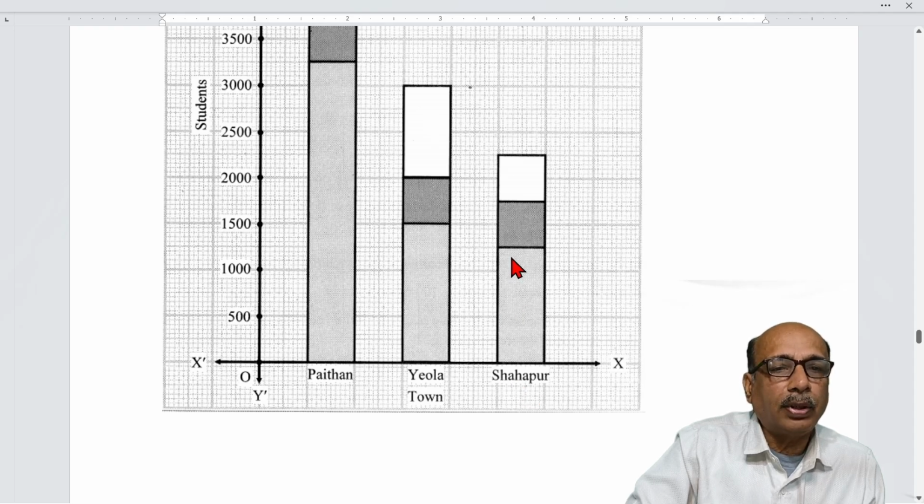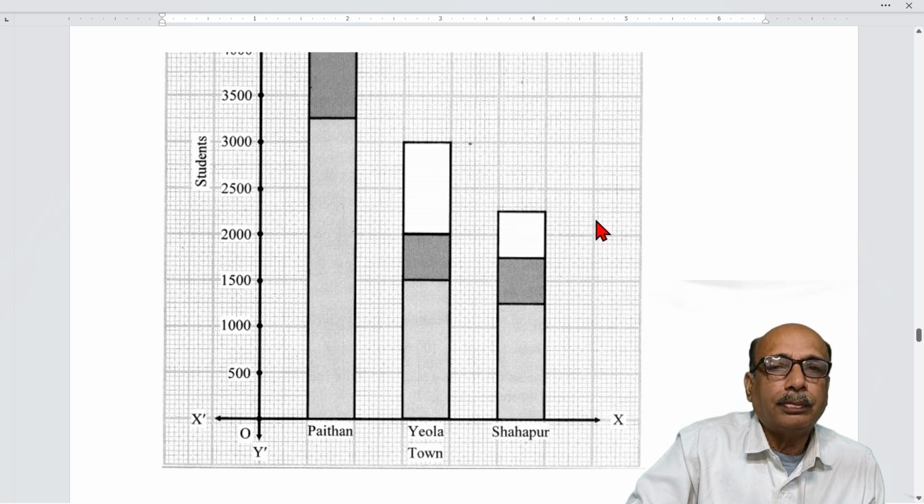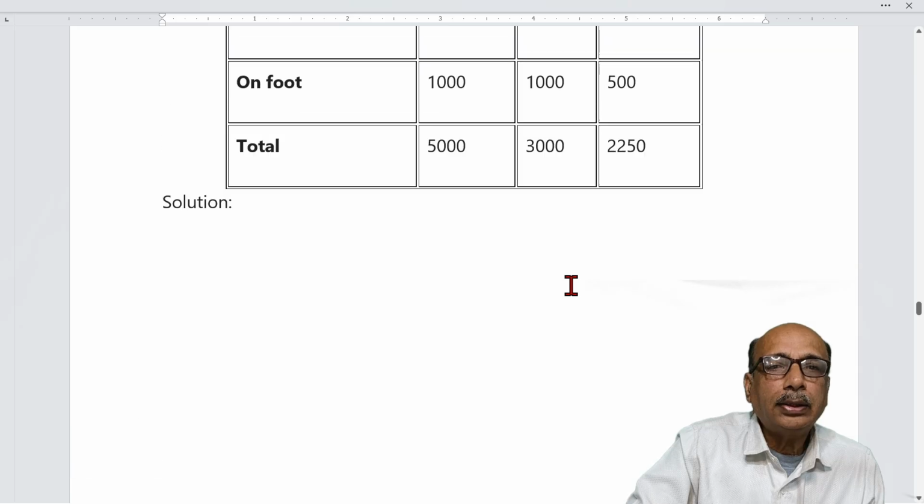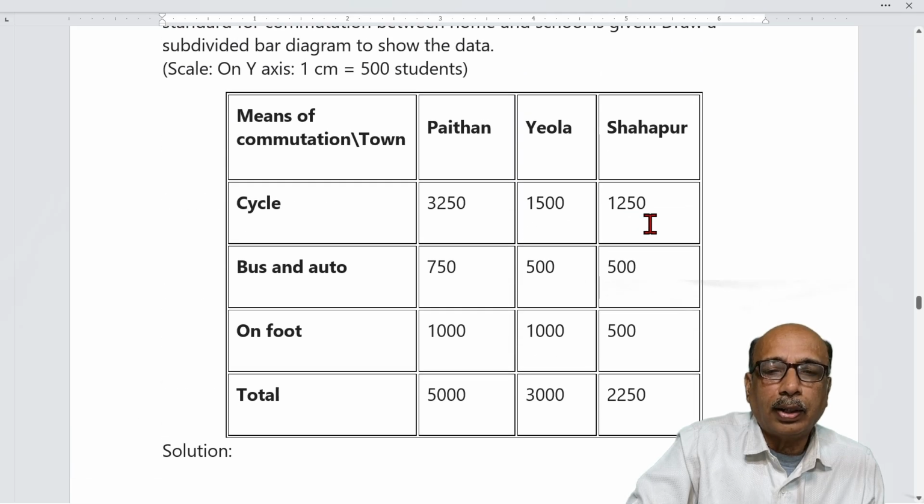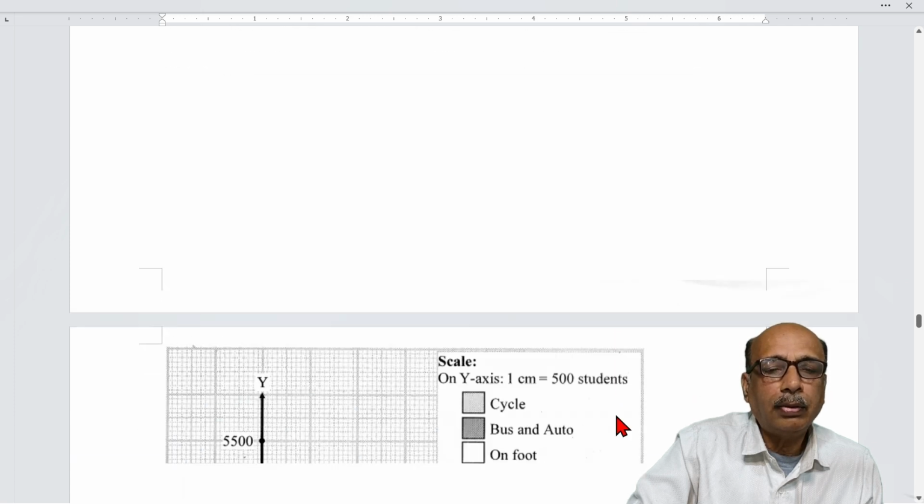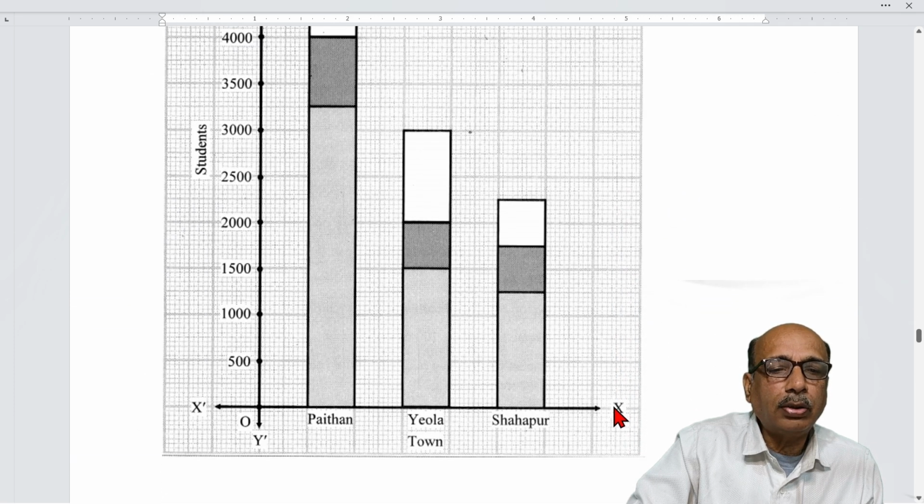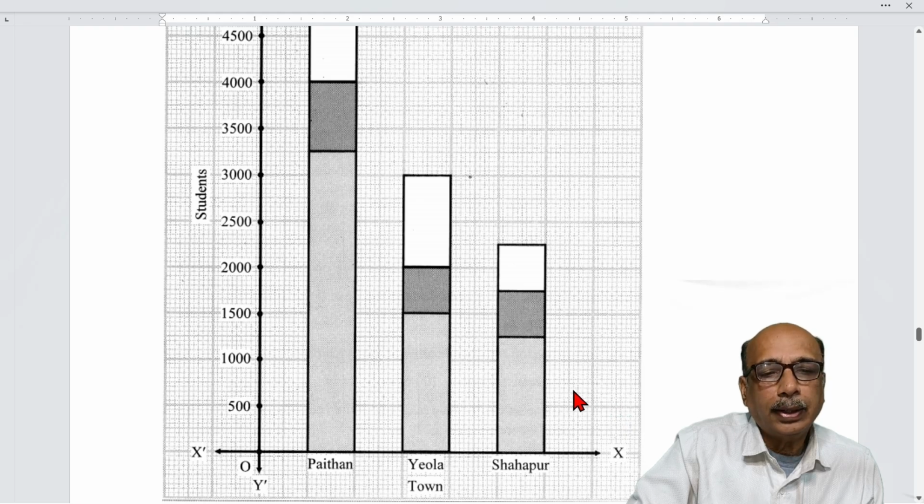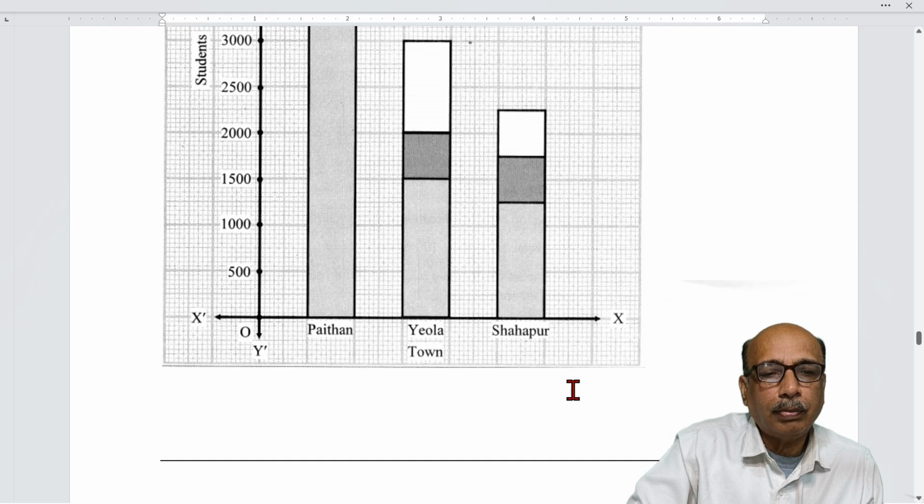Shahapur also. For Shahapur it is given 1,250 plus 500, it will be 1,750, plus 500, it will come to 2,250. Please check here. 1,250 plus 500 plus 500, 2,250. So this is how you can draw the subdivided bar graph.